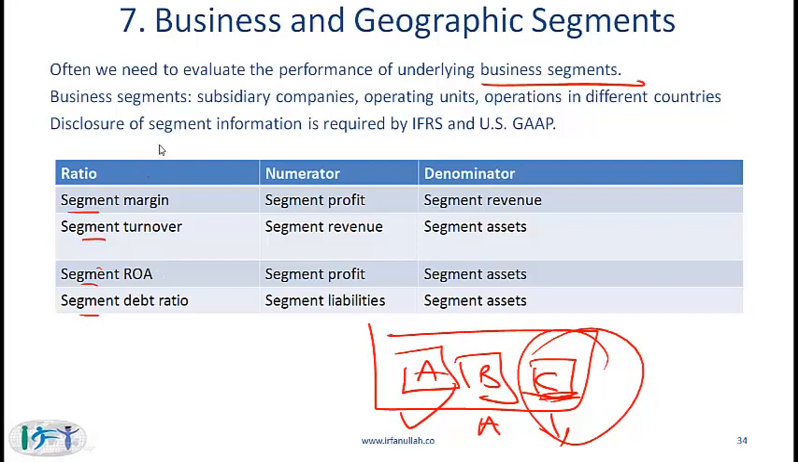Even though companies are not required to publish financial reports on a segment basis, both IFRS and US GAAP require disclosures related to each business segment, and there are details in the curriculum about exactly what needs to be disclosed.